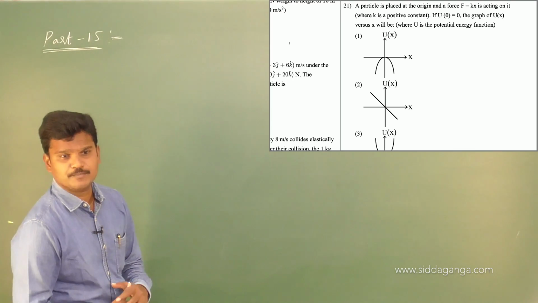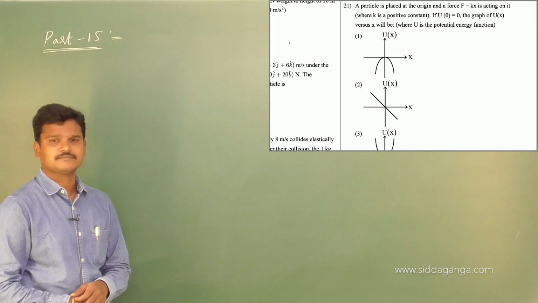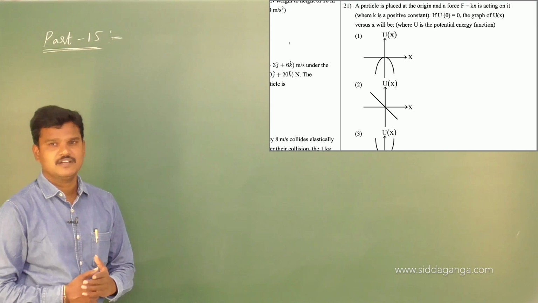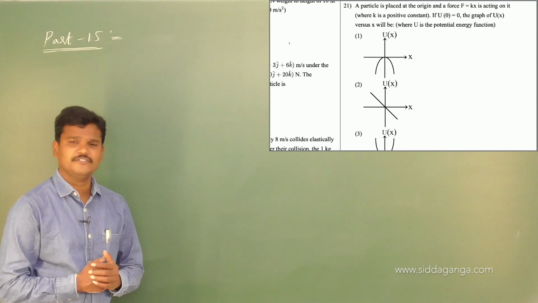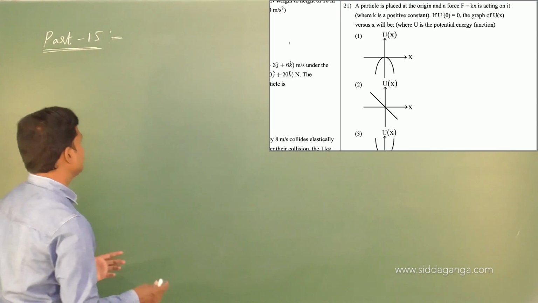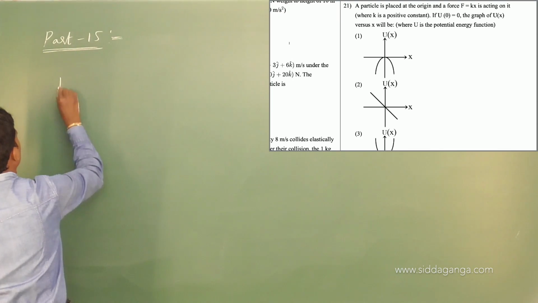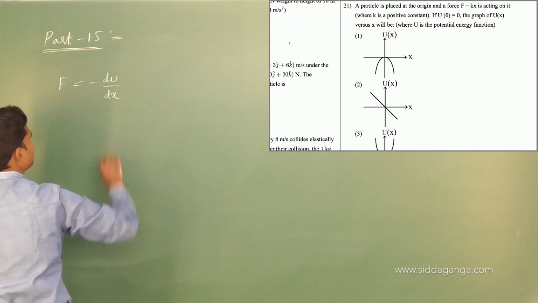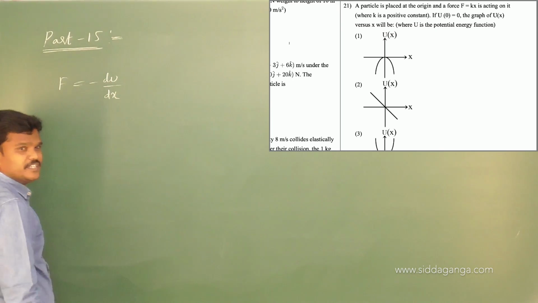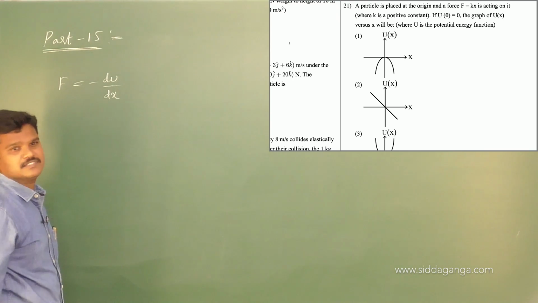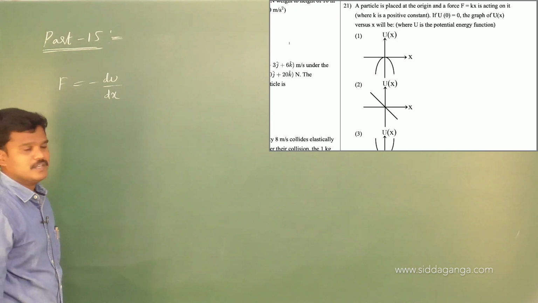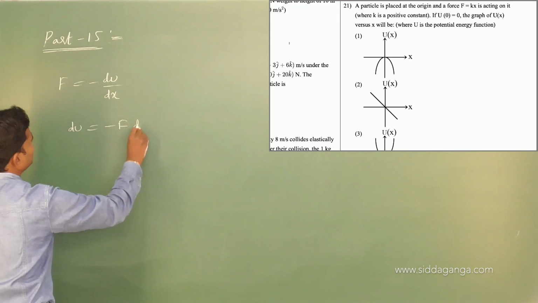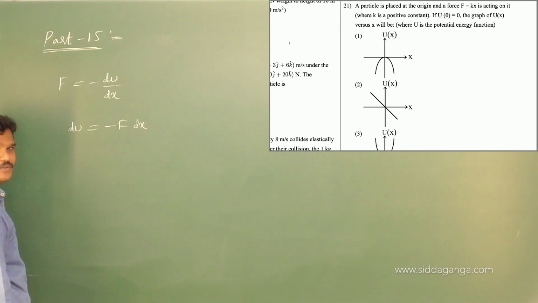Anyhow, we already used potential energy formulas like gravitational potential energy U equals minus mgh, and in terms of force we already wrote a formula. So how did we write it? We know force we can write as minus dU by dx. I hope you remember this formula, minus dU by dx. Just see the previous classes, every formula is covered. So dU equals minus F into dx.